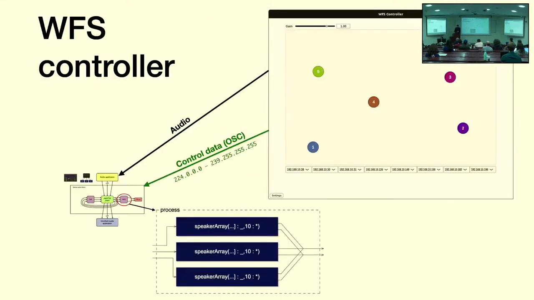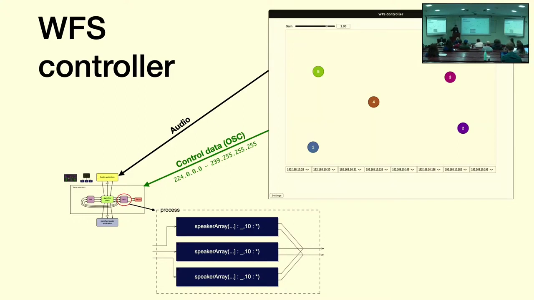And then additionally, we've got this WFS controller, which is sending audio to Jack, that JackTrip is then handling over UDP. It's also sending control data in the form of OSC messages. And these are actually being multicast to all the clients that are connected at that point in time. So there's a particular address range that's reserved for UDP multicast.